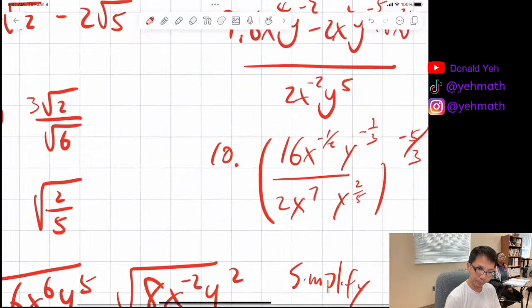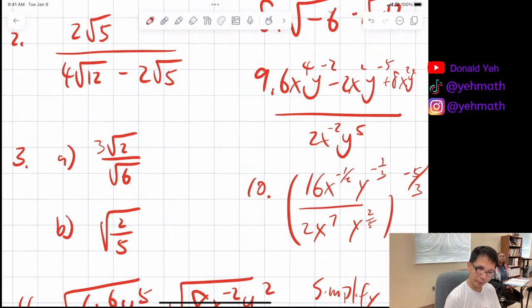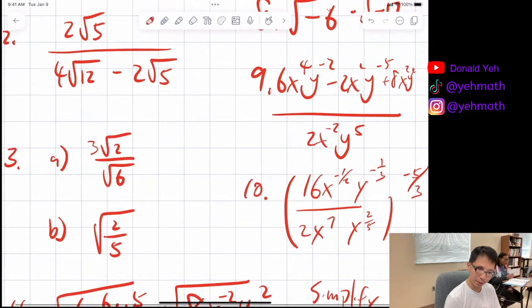It was 16x to the negative 1/2, y to the negative 1/3 over 2x to the 7, y to the 2/5. The whole thing is to the negative 5/3 power. How'd you get 64? I don't think 64 is the right number. Which one? Question 9? Y to the 4 at the bottom, at the end? Yeah.